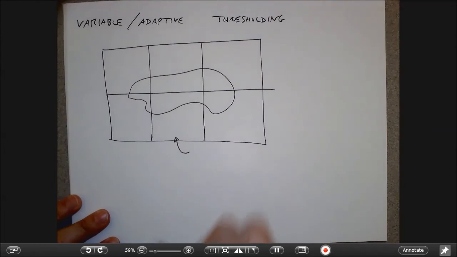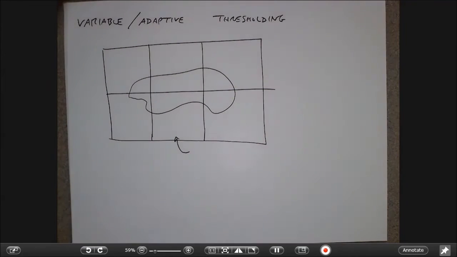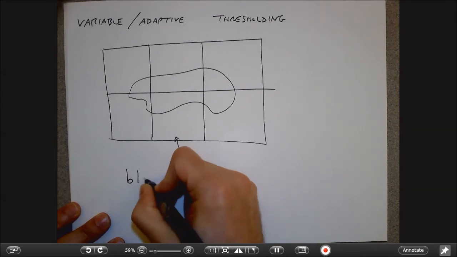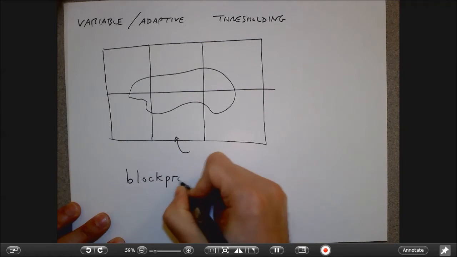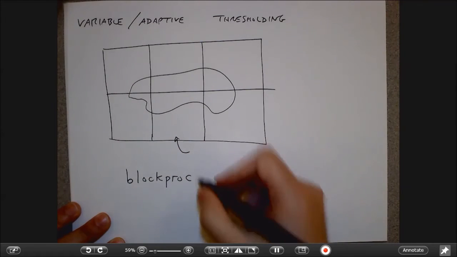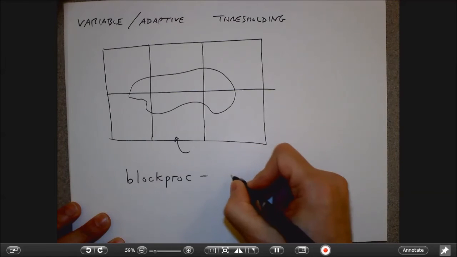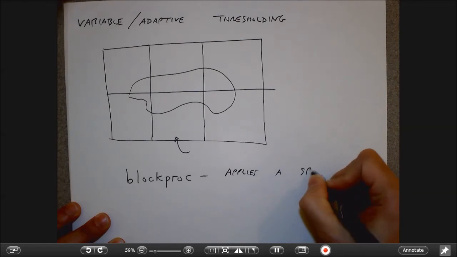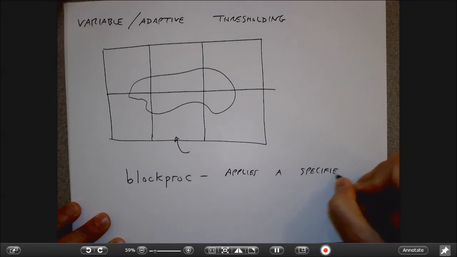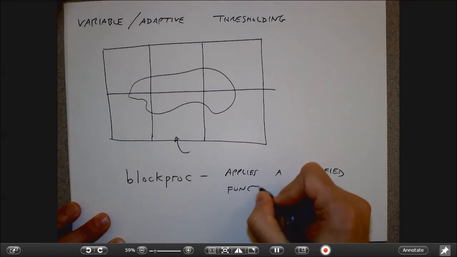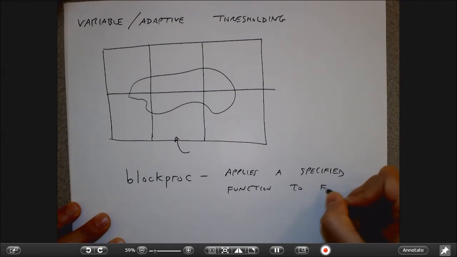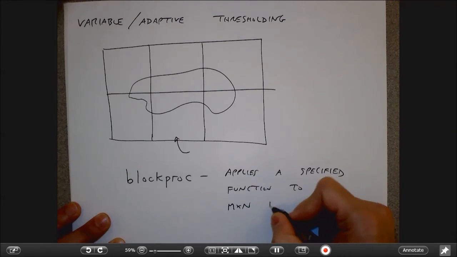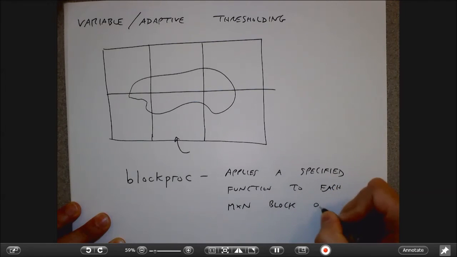And so, luckily, you don't actually have to go very far to make this work yourself in Matlab. There's a function called blockproc, which I believe we already maybe talked about in an earlier homework, right? The idea here is that this applies a specified function to each block of an image, and I specify how big I want the blocks to be.